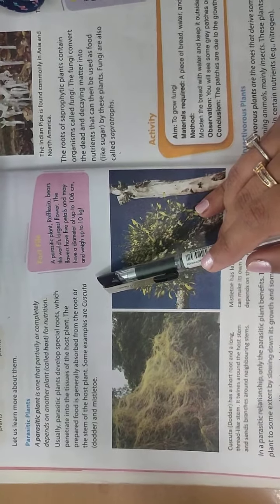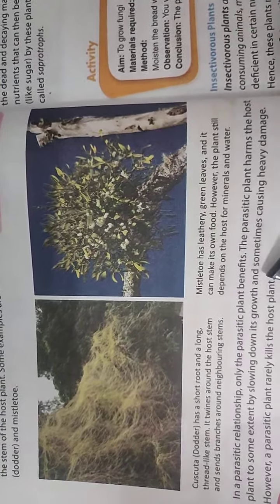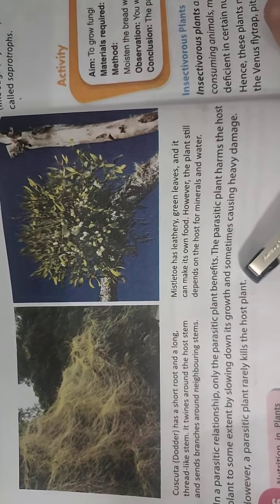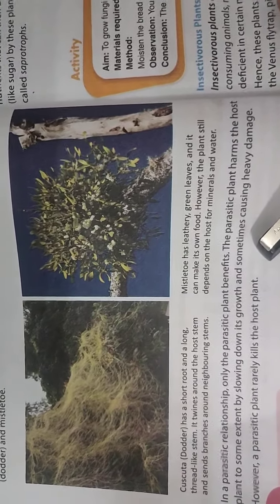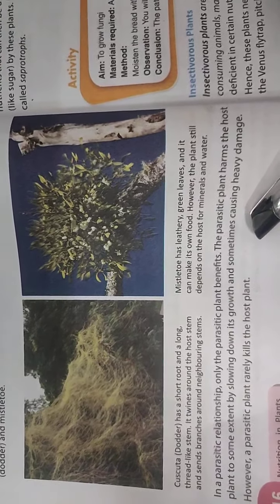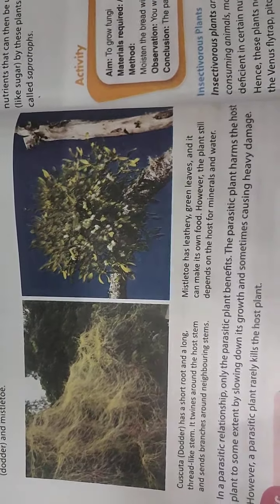An example is cuscuta or dodder. Cuscuta has a short root and a long thread-like stem which is wrapped around the plant and helps in taking the nutrition. In the parasitic relationship, the parasite plant benefits itself, whereas the host plant shows a negative impact because it retards or slows down the growth of the host plant. So it shows a plus-minus relationship.